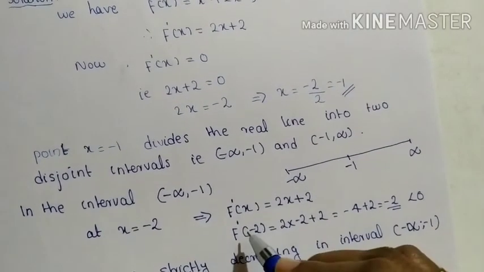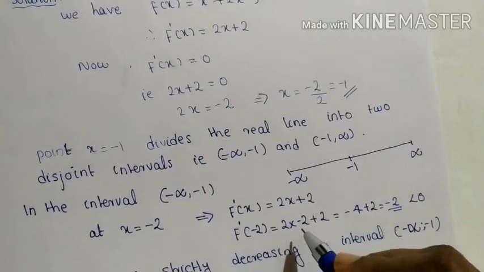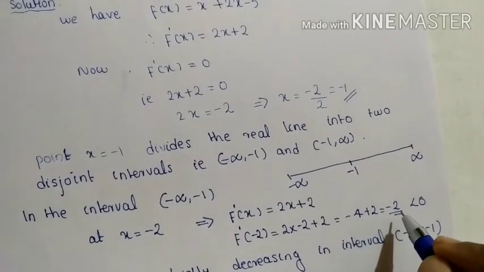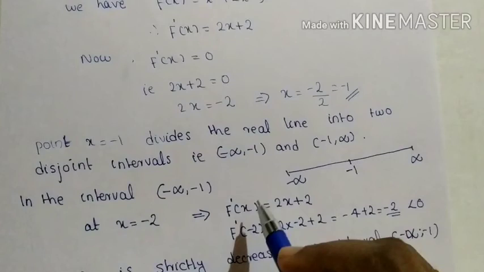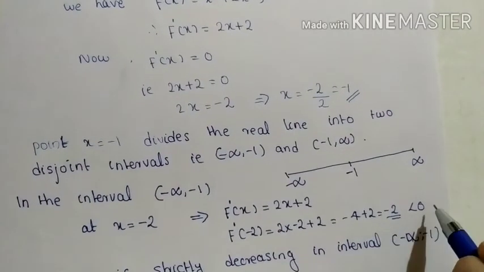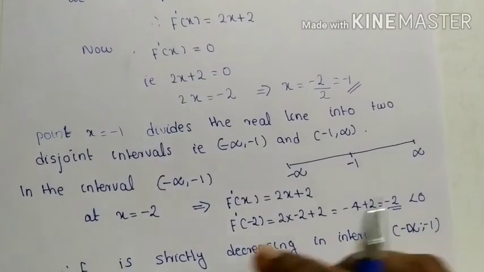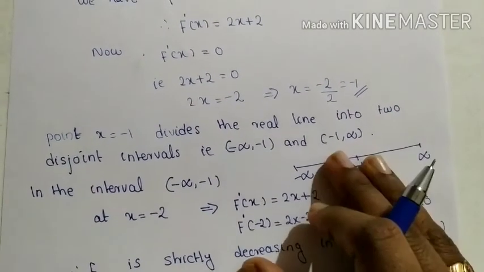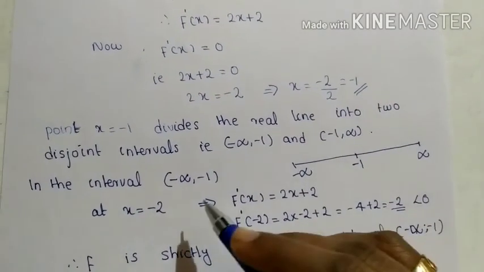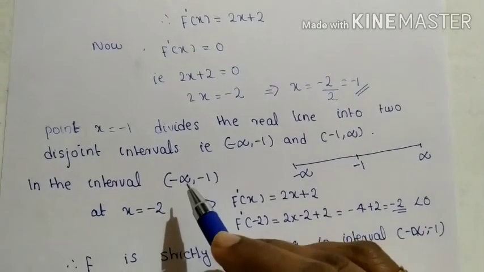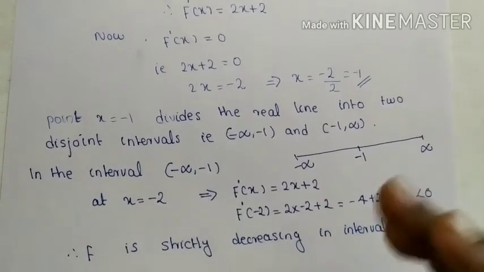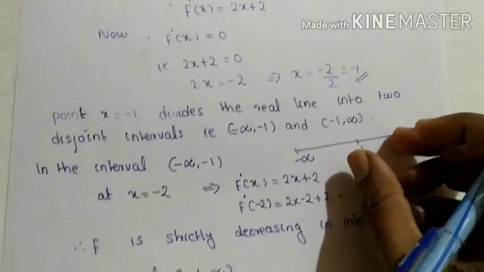We get f dash of minus 2 equal to minus 2. We know that if f dash of x is less than 0, the function is called strictly decreasing. So we get that this function is strictly decreasing in the interval minus infinity comma minus 1.